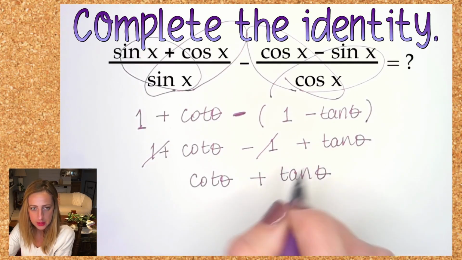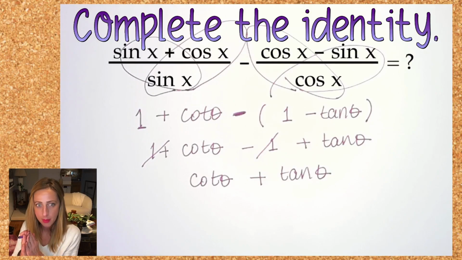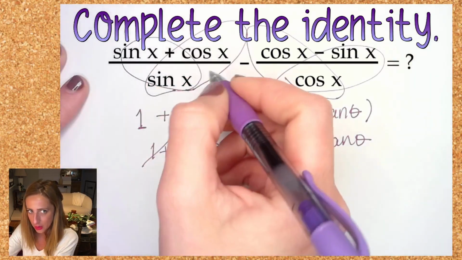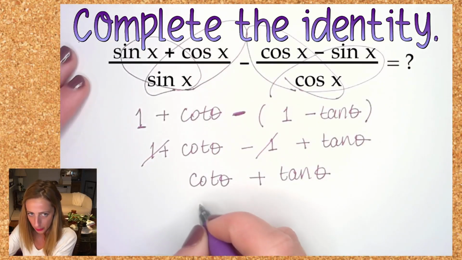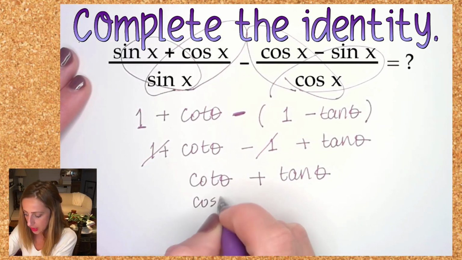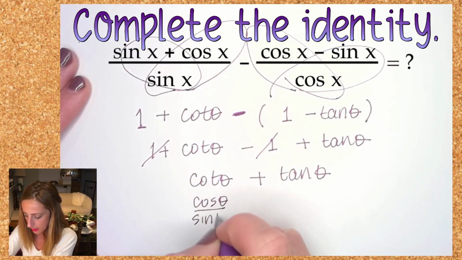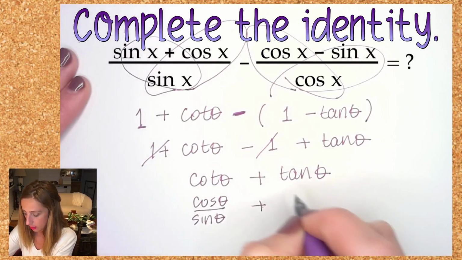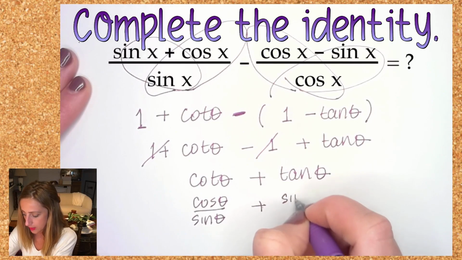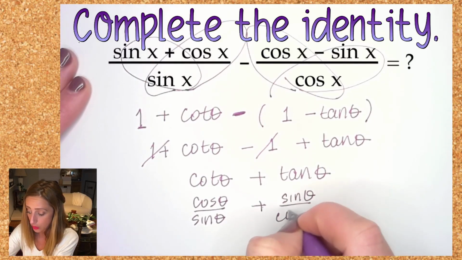What they did was they didn't have it as a sum at all. The whole thing came together. So we kind of go back to where we started. That's why I wanted to give you options here. So we have cosine theta over sine theta, and that's being combined with addition with sine theta over cosine theta.